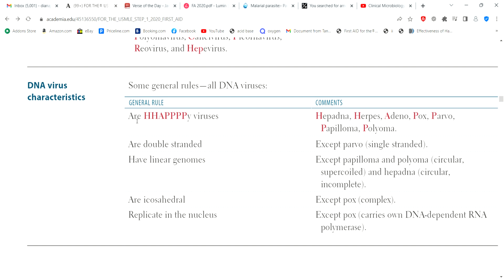So polyoma also causes some strains of HPV. It causes JC virus and BK virus. JC virus is the thing that causes progressive multifocal leukoencephalopathy, and that's usually seen in AIDS patients. That is caused by polyomavirus.